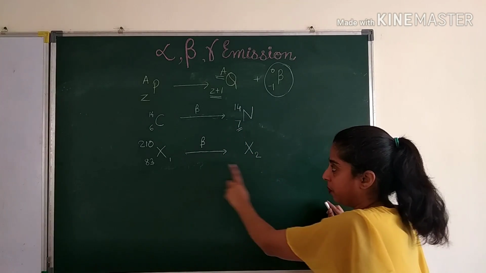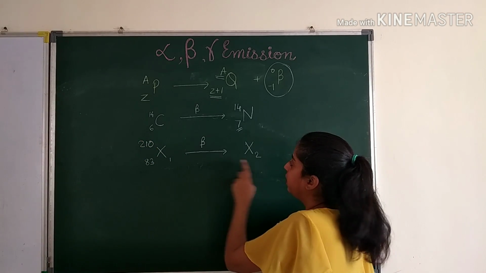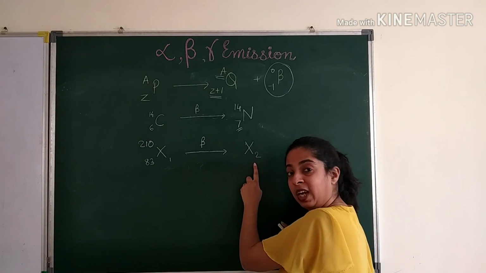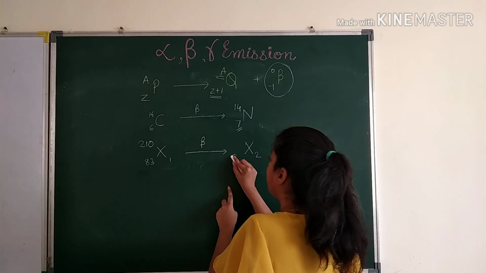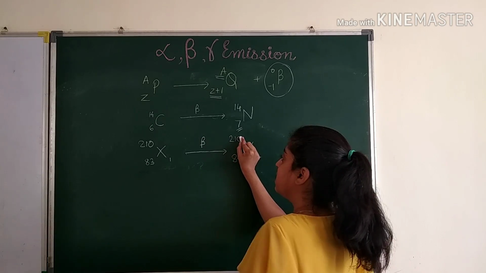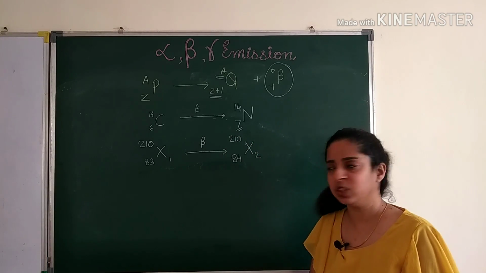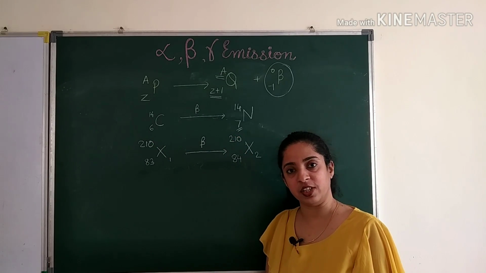Now here in the second question, they have given you a nucleus X1. It is converting into X2. We have to give the composition of X2. Here it is 83. When it comes here, it becomes 84 and this remains the same. Correct? So this is very easy. Add 1 here and this remains unchanged.